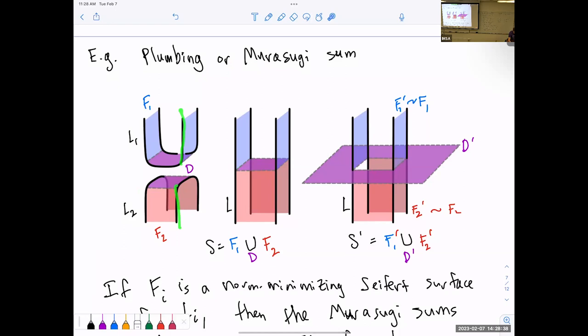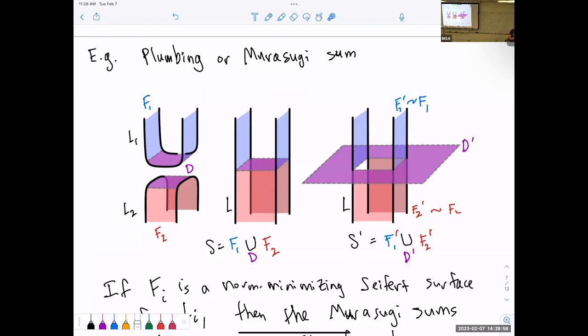If you did this with a bigon, so if I plumb along a bigon, that's just a connect sum. Of course, the connect sum for knots is well defined if they're oriented. For links, the connect sum is not quite well defined, so you have to make some choice of bigon. So this is generalizing connect sum too.